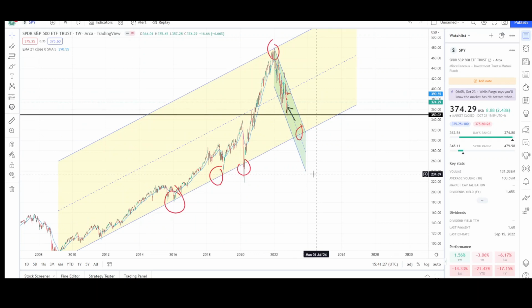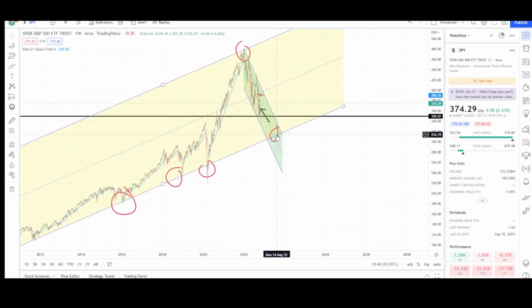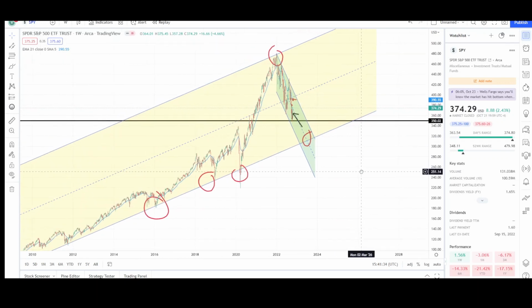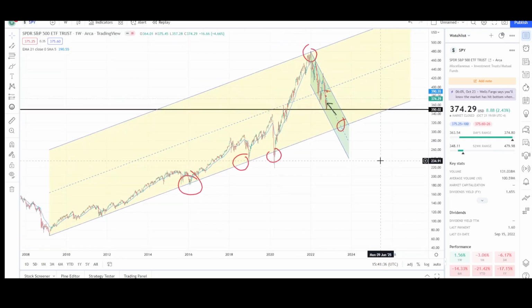We'll have to wait and see what prices do around this level, even if we do get there. But I'll give you guys an update every week, so tune in for SPY Sundays.